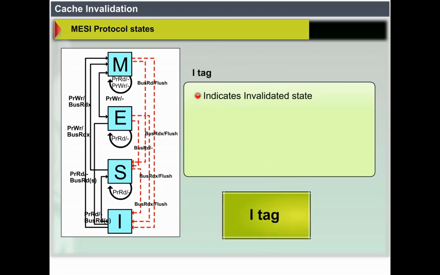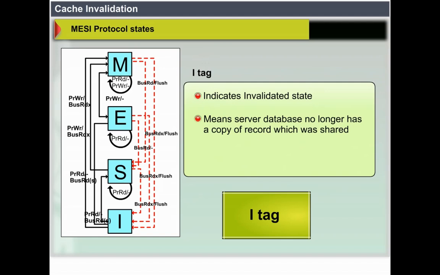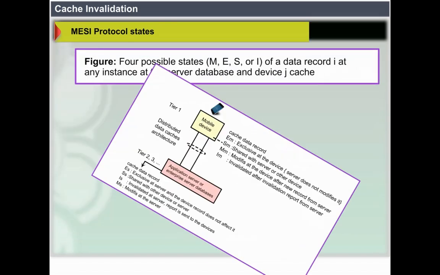I tag indicates invalidated state. Means server database no longer has a copy of the record which was shared. This state is reported by the server to the clients and noted by clients. Figure shows 4 possible states M, E, S or I of a data record I at any instance at the server database and device J cache.